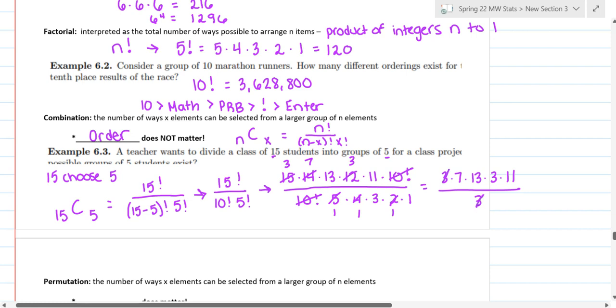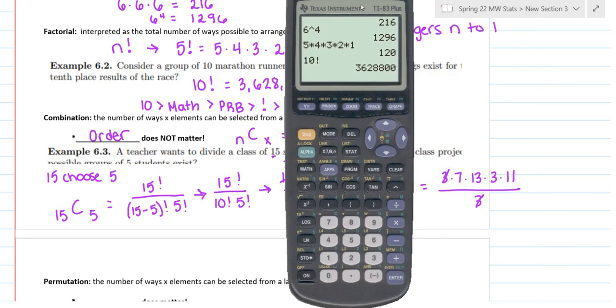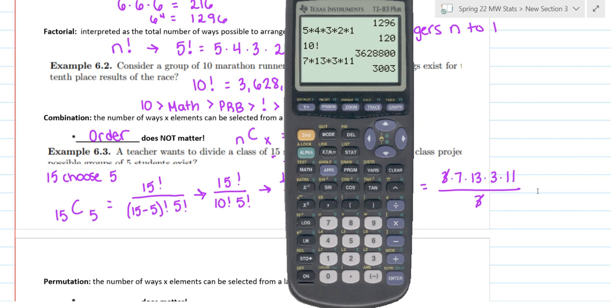You could do it that way, I'm just saying. Just if you didn't have a calculator and you're trying to make it easier on yourself. But then at this point, you still kind of need a calculator. Let's see what we get there. 7 times 13 times 3 times 11. So 3003.